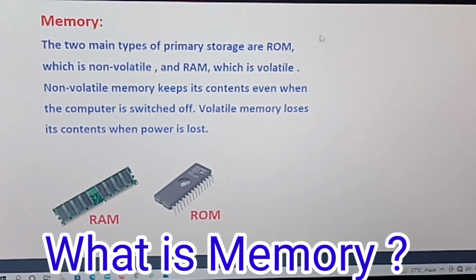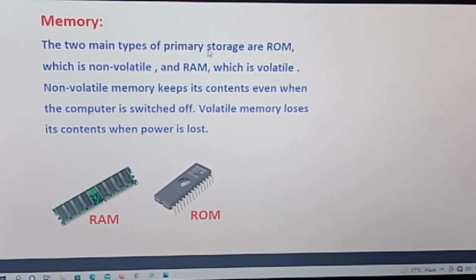Memory. The two main types of primary memory storage are ROM, which is non-volatile, and RAM, which is volatile. Non-volatile memory keeps its contents even when the computer is switched off. Volatile memory loses its contents when power is lost or computer is switched off. This is RAM and this is ROM.